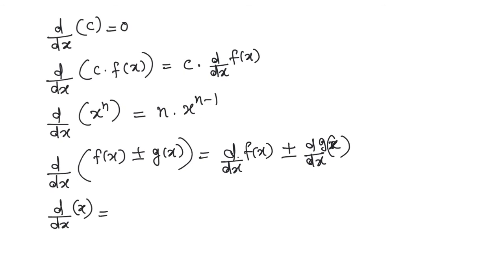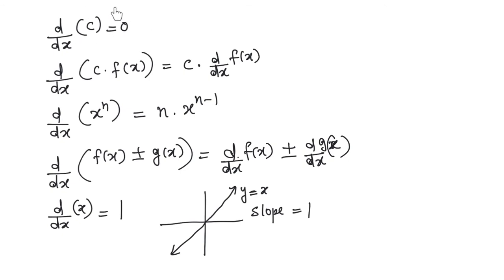The derivative of x equals 1, because this is the graph of y equals x, and the slope of this line is equal to 1. For a horizontal line, the slope is 0. That's why the derivative of a constant is 0. For a constant function, the graph is a horizontal line, so the derivative of a constant function is 0. The derivative of x is 1.